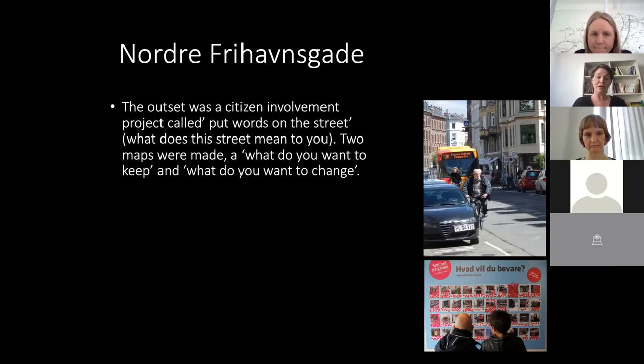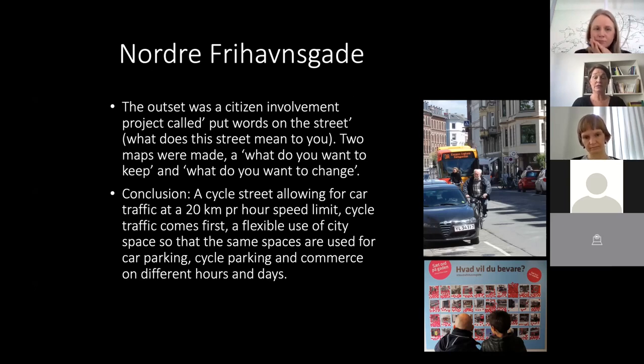They wanted to have the parking spaces, the bikers, and the bus, but they also wanted to make more urban areas. They wanted to give the stores the opportunity to put stuff on the street. They wanted playgrounds and places to dwell. And by doing it that way, it actually ended up that the citizens of that street wanted a cycle street instead of an amble street. A cycle street allows for car traffic at a 20 kilometer per hour speed limit, and cycle traffic comes first. There's a flexible use of city space, so that the same spaces are used for car parking, cycle parking, and commerce on different hours and days.